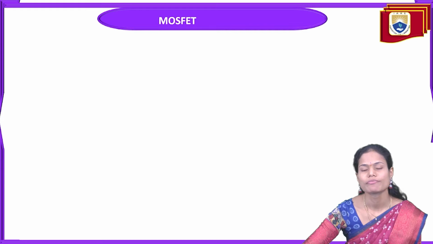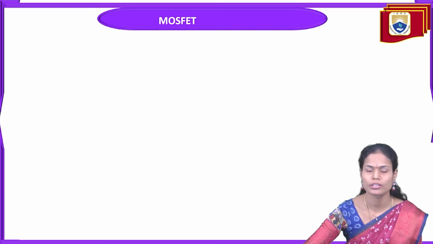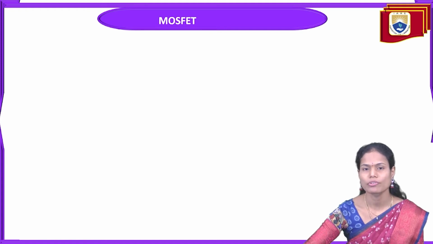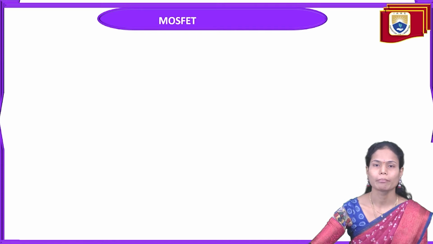And just now we have seen what is meant by a capacitor, what the different types of capacitors are, and what the applications of capacitors are. Now we'll go with the MOSFET capacitances. But before going to the MOSFET capacitances, first of all we have to know what is meant by MOSFET.